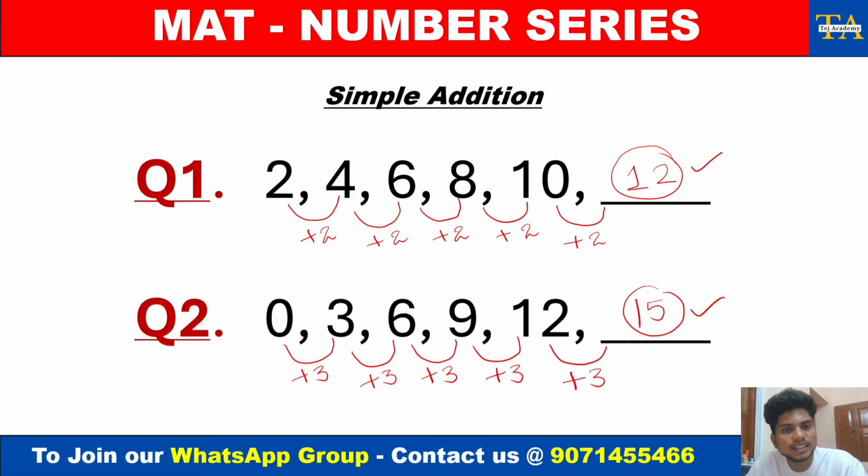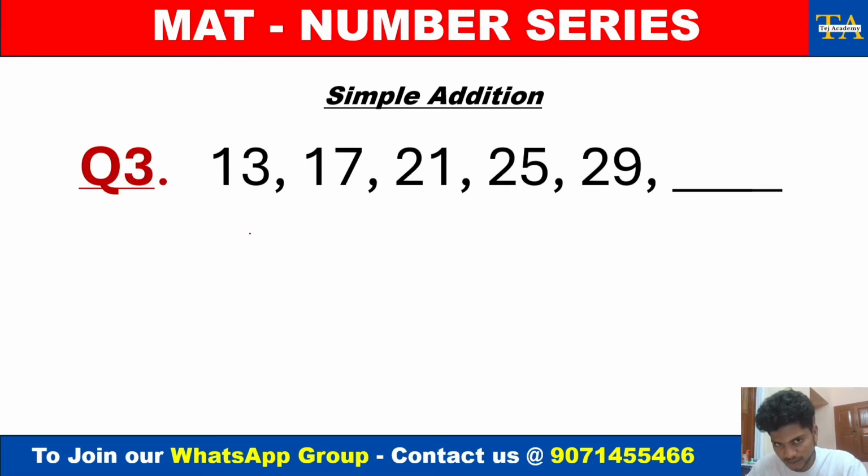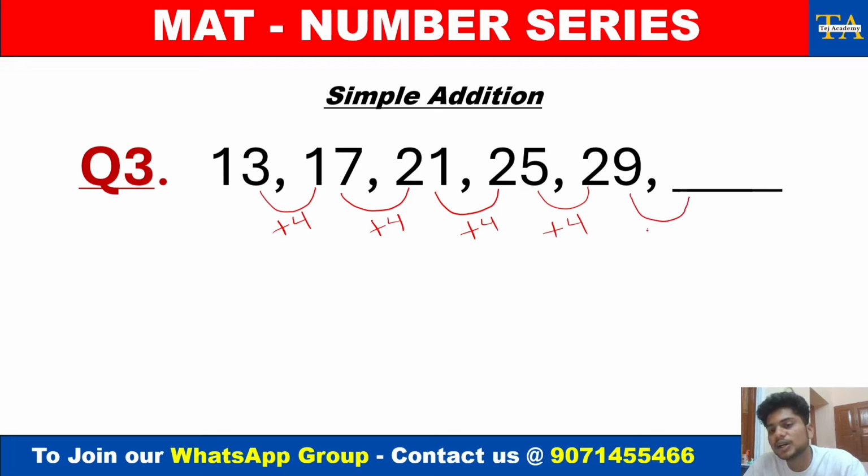Okay, so now let us see the third question. So here is the third question. If you observe these numbers: 13, 17, 21, 25, 29. So you can observe that if you add plus 4 to 13 you will get 17, and plus 4 to 17 you get 21, and plus 4 to 21 you'll get 25, and plus 4 to 25 you'll get 29. So now to find the next number in the series you should add plus 4 to 29. So 29 plus 4 it is 33. So this is our answer.